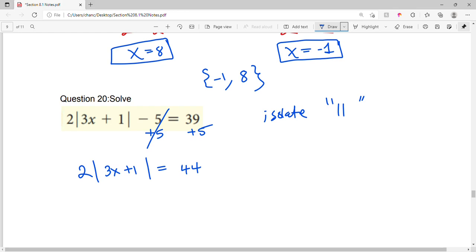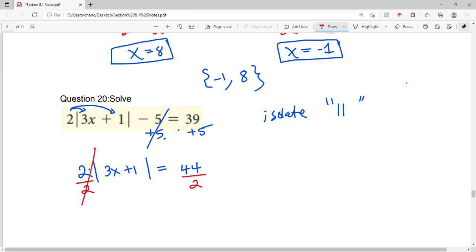This 2 is actually multiplied to the absolute value. So some people might feel tempted to distribute the 2, and that's actually okay to do. But you can only distribute if you use a positive number, if you plan on distributing into the absolute value. But I'm going to choose to get rid of the 2 in a slightly different manner. I'm going to divide both sides by 2 so I don't have to distribute.